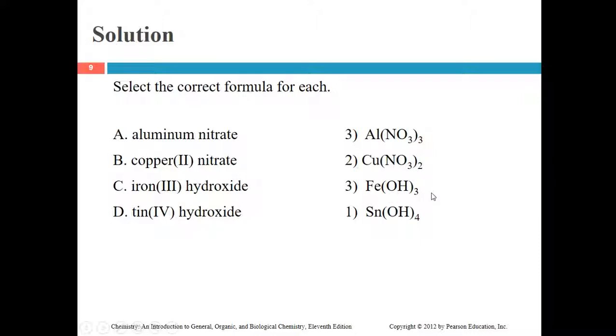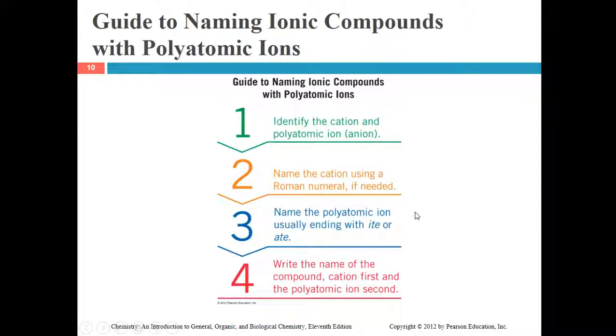Iron 3 hydroxide. That means iron is a +3 charge. We know the hydroxide is a -1 charge, so we're going to need 3 of these units. Since it's a unit, that's why we use the parentheses, to balance out the charge. Tin 4 hydroxide. Hydroxide's a -1 charge. Tin is a +4 charge. So we need 4 of these units.